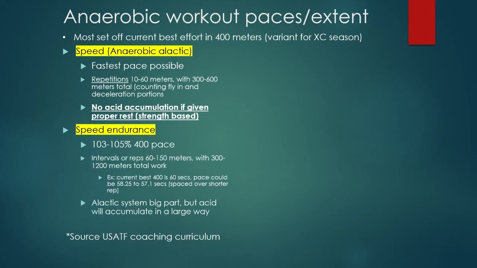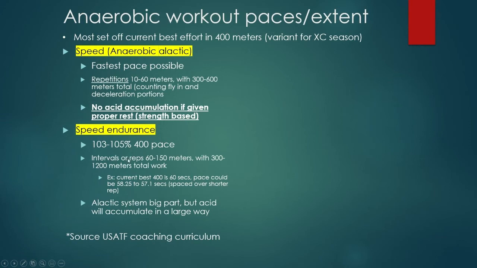Speed endurance, again, this is sort of that bridge in between these and the special endurance, intensive and extensive tempos. This is going to be at 103 to 105% of your 400 meter pace. So this is faster than 400 meter pace, but when you're setting it up, it has to be a percentage of it that's faster, because it is going to be shorter. So the alactic system is going to be contributing a decent amount of the energy in these reps, simply because it's a fairly short rep, right?